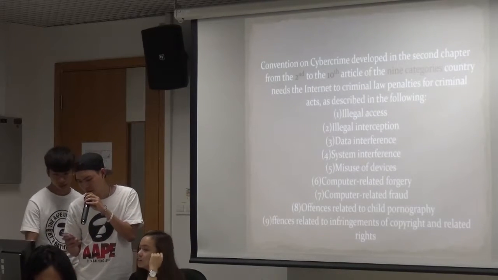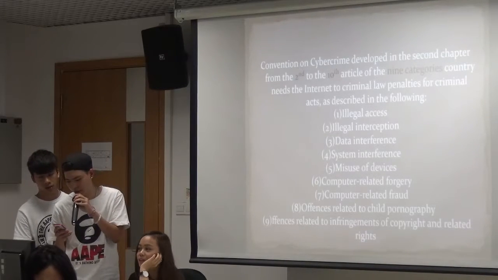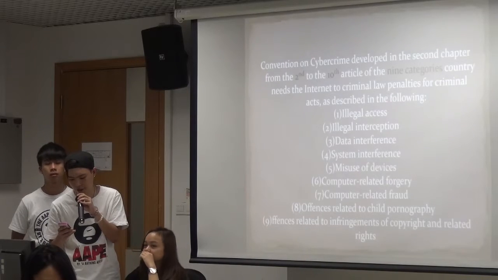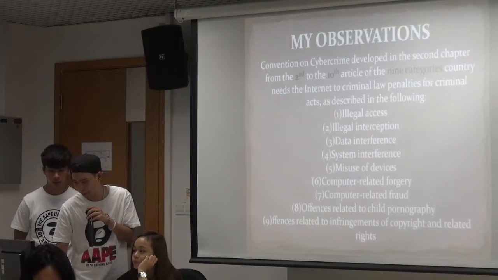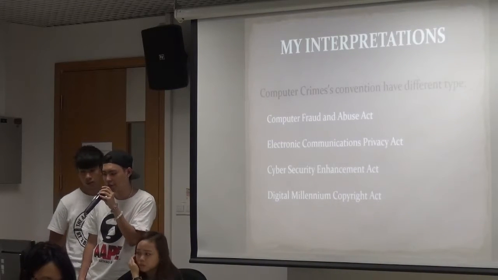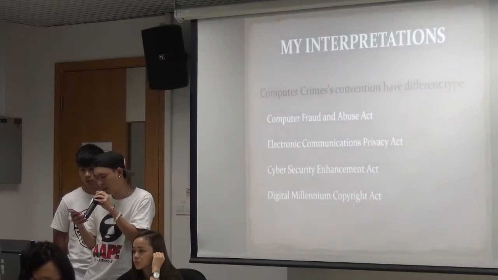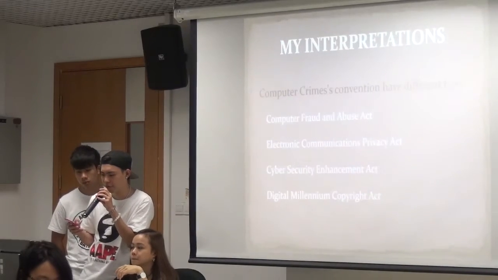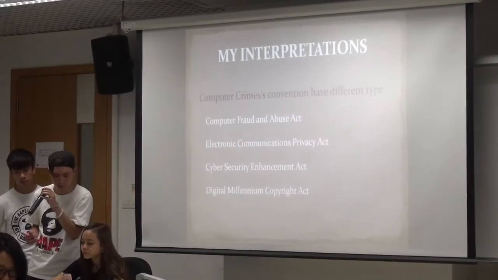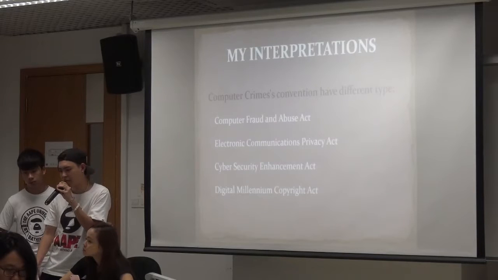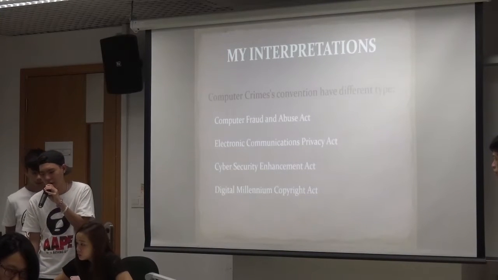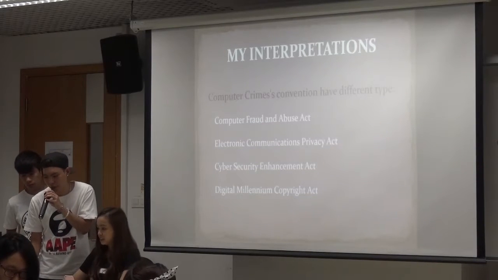And why does the convention law exist, and why do they have computer crime law? Because it exists to protect the user and punish the offenders. And this is my interpretation. Computer crime conventions cover different types, such as hacking, bullying, cracking, etc. They also have four acts for the computer crimes convention: the Computer Fraud and Abuse Act, Electronic Communication Privacy Act, Cybersecurity Enhancement Act, and Digital Millennium Copyright Act.